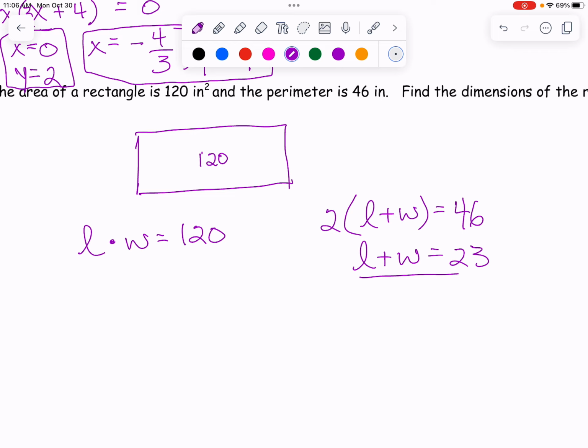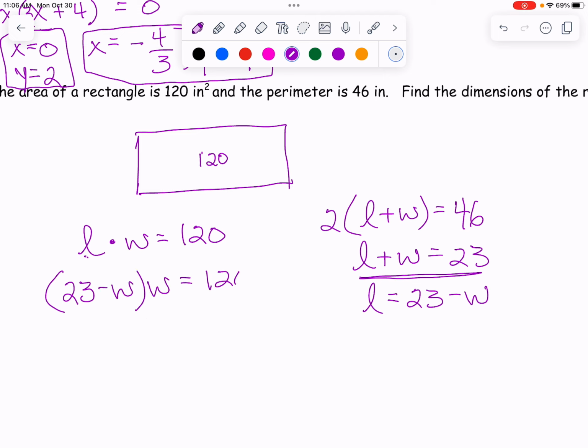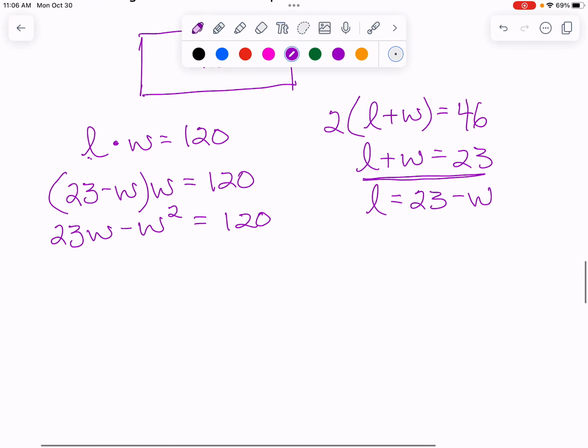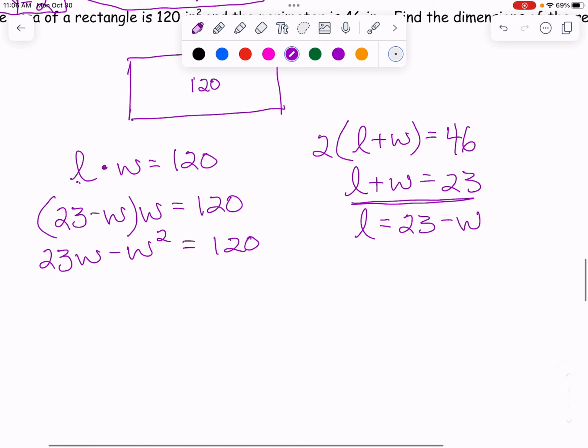I'm going to take this length plus width and solve for a variable. If I solve for length, it doesn't matter which one you solve for. So I'm going to take that and put it over here. And this is going to become a quadratic. So this is 23w minus w squared equals 120. I'm going to bring everything over. I want my w squared to be positive, so I'm going to move it to the right. And I get this.